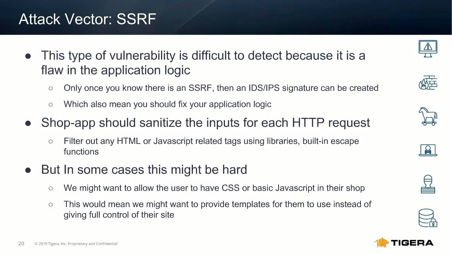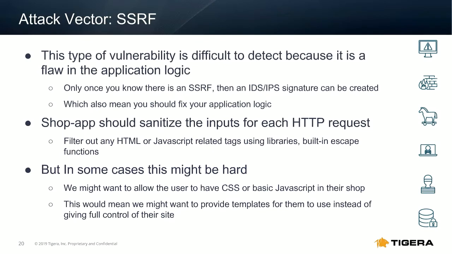So for the SSRF, this type of vulnerability is actually quite hard to detect, as it usually is an implementation or a design flaw of your application logic. It is only when it is exploited or the vulnerability is found that you can create an IDS IP signature. But when that happens, usually you should just fix your application logic. In our case, the shop app should sanitize the inputs from each HTTP request.